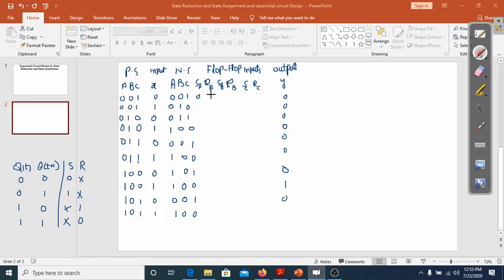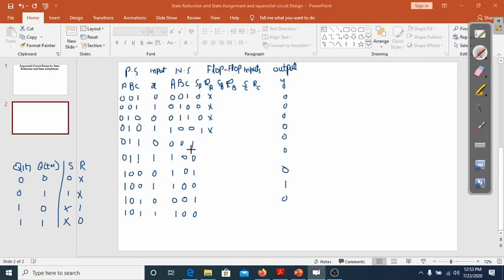So S is 0 and R is don't care. When present state is 0, next state is 0, same. Set is 0, reset is don't care. Present state is 0, next state is 0. So here the present state is 0, next state is 1. So in this case, we must have S should be 1 and R should be don't care.